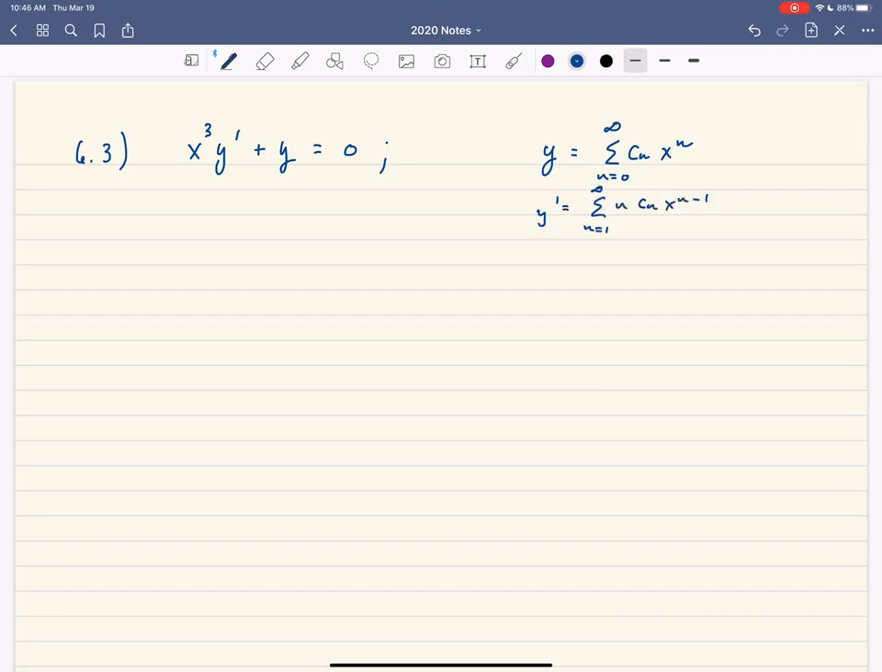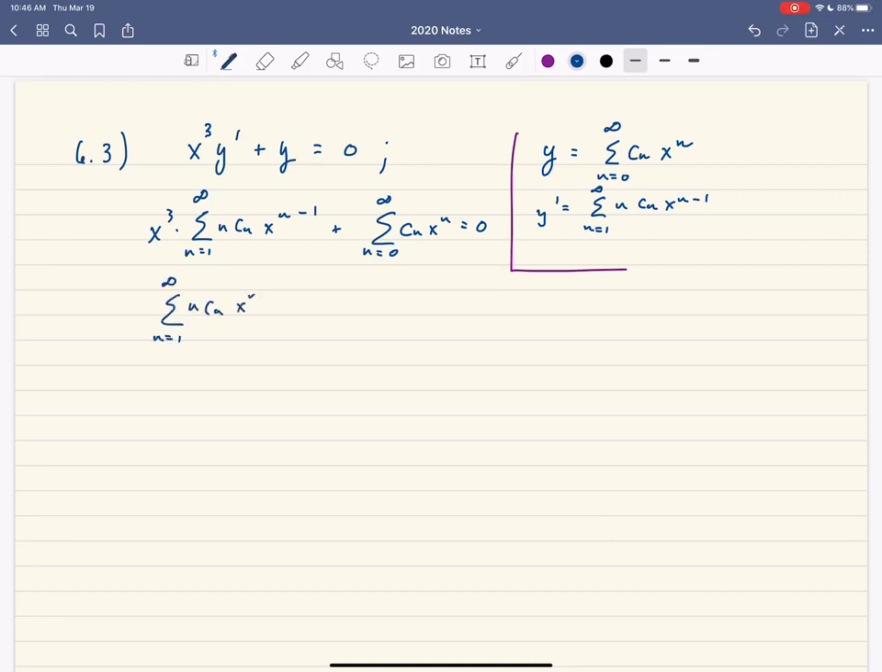And when we plug everything in, we get that x cubed times y prime, the sum from 1 to infinity of n c sub n x to the n minus 1, plus y, which is the sum from 0 to infinity of c sub n x to the n, is equal to 0. Let's box off our previous work there. That means we have the sum, n goes from 1 to infinity, of n c sub n x to the n plus 2, just moving the x cubed in. The right side I'm not going to mess with. Plus the sum from 0 to infinity of c sub n x to the n equals 0.